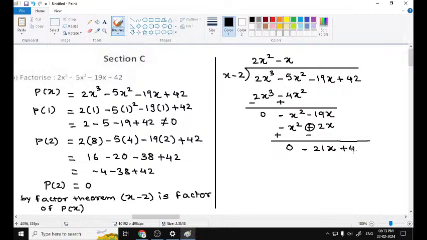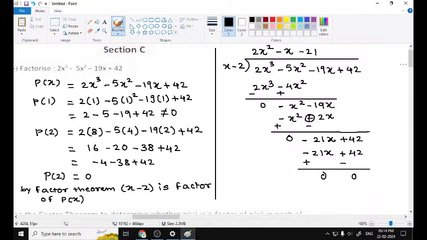Next term is 42. Same procedure to find out next term in quotient. Minus 21x divided by this x will give us minus 21. Minus 21 into x is minus 21x. 21 into 2 is 42. As both the numbers are negative, same sign, so product is positive. Change signs to perform subtraction. Minus 21x plus 21x is 0. Similarly, this is also 0.